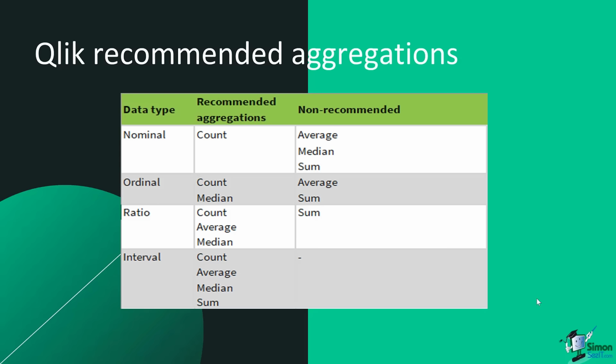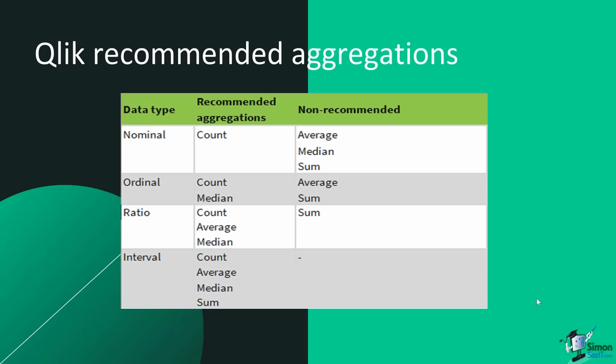With ordinal data, you can use either count or median, but stay away from average and sum. For numerical data that are ratio, you can use count, average, and median. Lastly, for interval data, you can use count, average, median, and sum. When creating visualizations, you use fields to create your dimensions and measures. However, it's easy to get the two confused when working with them.